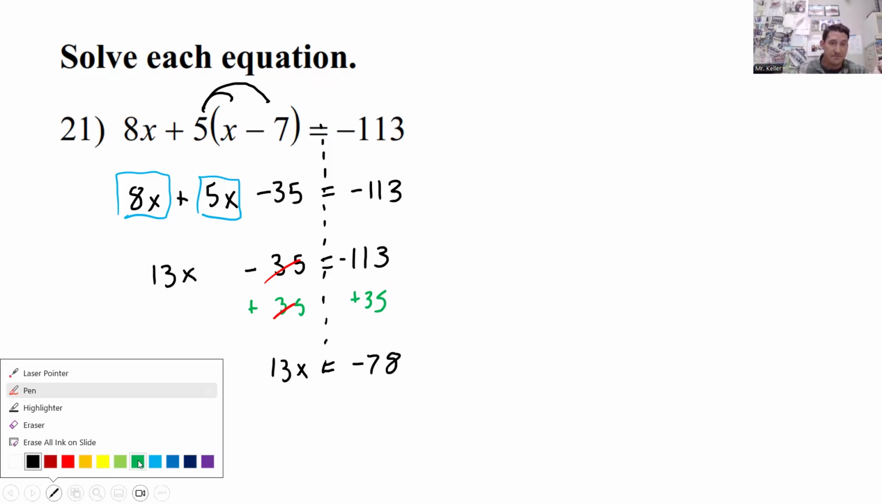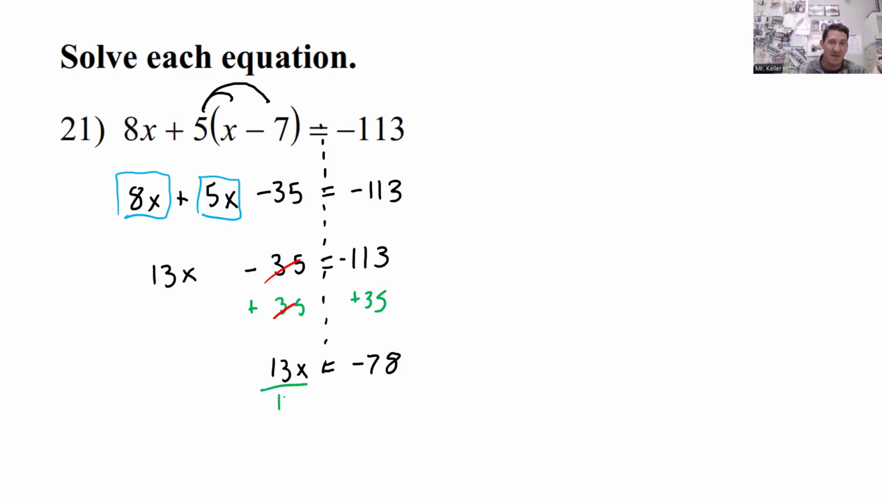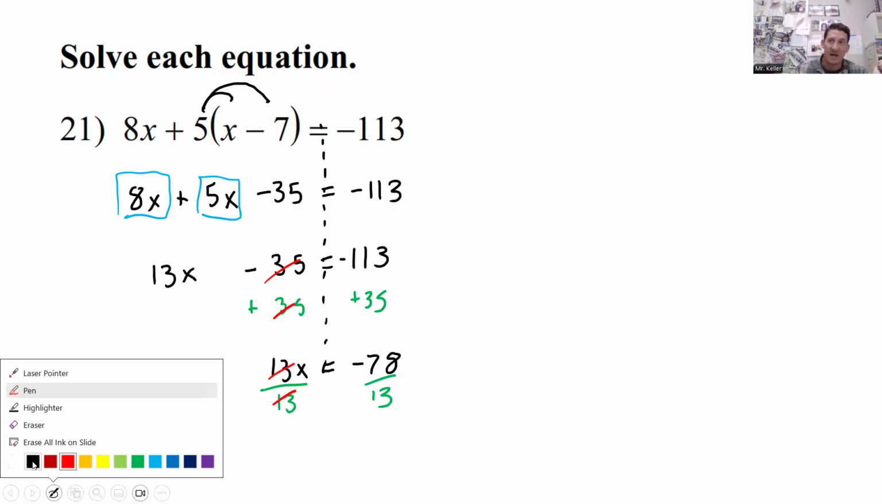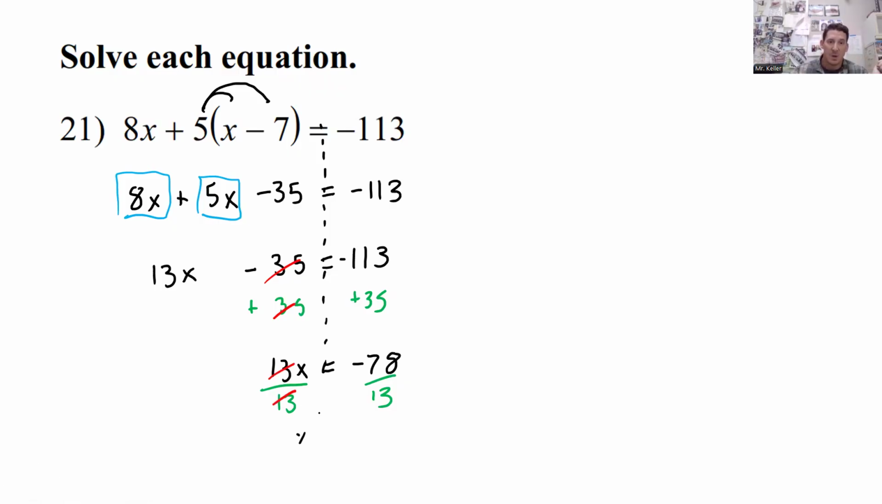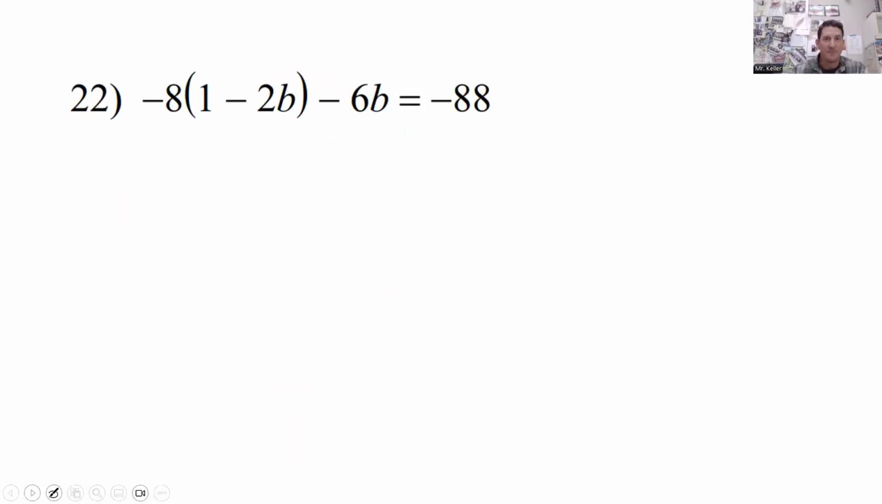From here, again, divide by 13. Times 13 divided by 13 cancels out. And you get x is equal to 6. Negative divided by a positive is a negative. So make sure you're keeping track of those negatives. So that's a -6. Let's do one more.